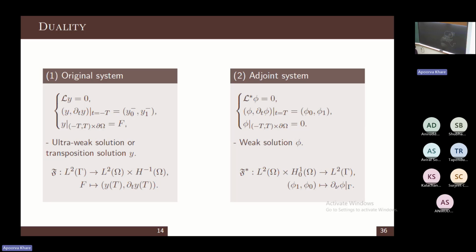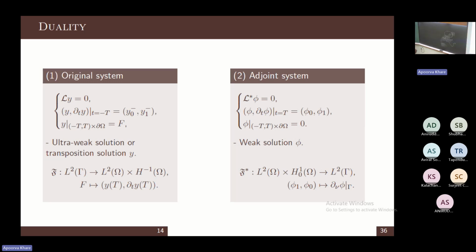I don't care what L star is, it's some adjoint. It looks similar to the wave equation, it's just some signs are here and there. Then you have the corresponding initial condition, and the same boundary condition is like this. And because of the spaces we have, the solution y that you get is known as the ultra weak solution, or also sometimes people call it solution by method of transposition.